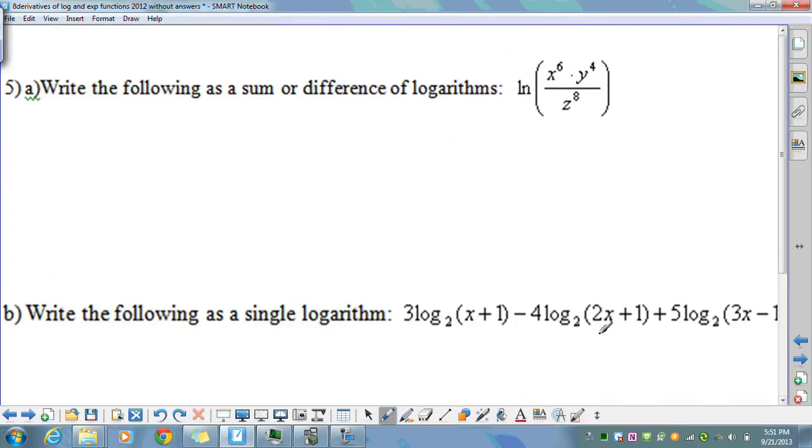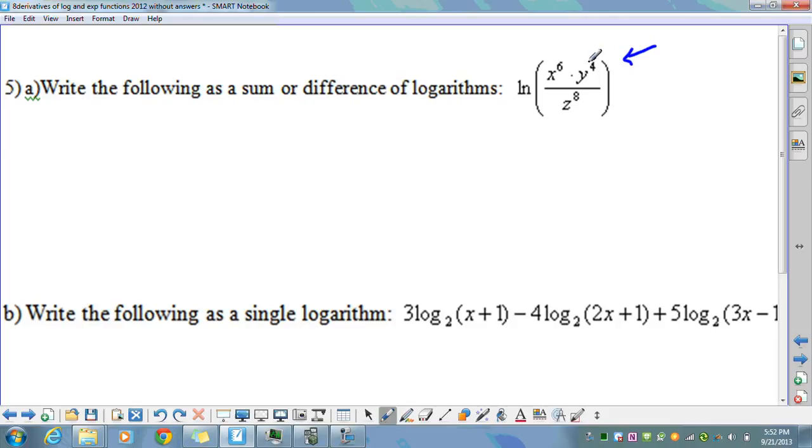Okay, and then these are the last two examples about reviewing properties of logs, and then we're going to start with the differentiation of logarithmic functions and exponential functions. Let's take a look at this one. Write this given expression as a sum or difference of logs. So we're going to use properties number 1 and 2, but this time backwards.